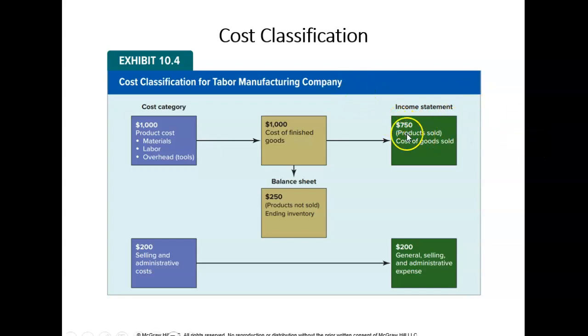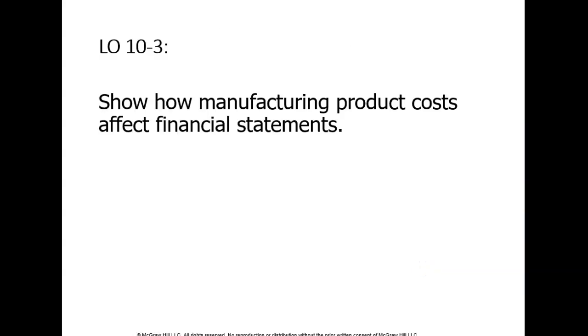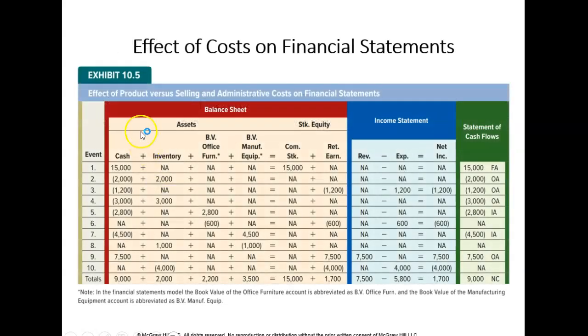Now because they've been sold, that 750 goes on the income statement as an expense known as cost of goods sold. The remaining table that's not sold goes to your ending inventory for the 250, and that's shown as an asset. Assuming we spent $200 for selling and admin costs, those costs are going to be expensed as they incur or take place. We'll now see how manufacturing product costs affect our financial statements.